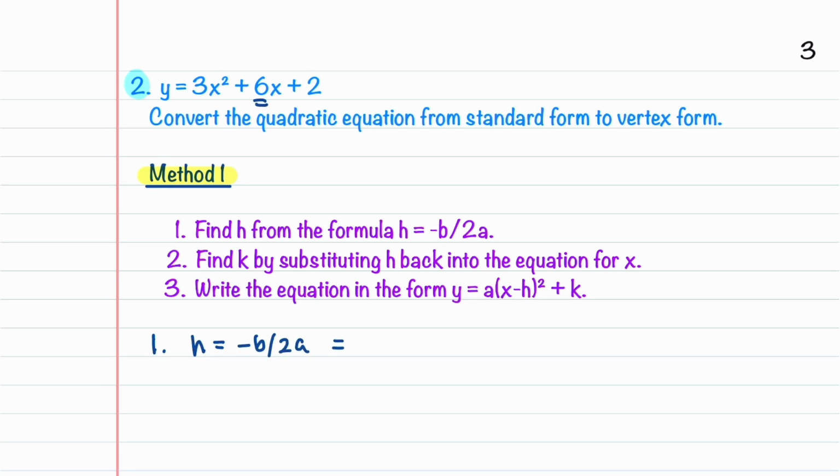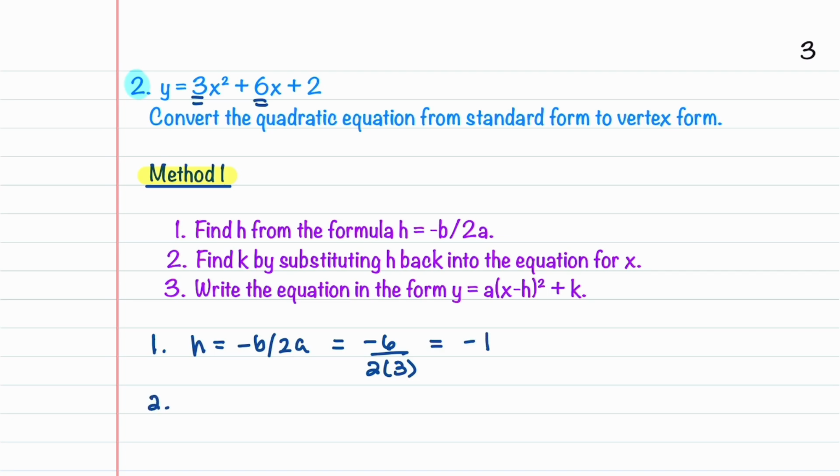b is equal to 6. That's the term in front of the x, and a is going to be equal to 3. So we have minus 6 all divided by 2 times a, which is 3. So that's minus 6 over 6, so that's just minus 1.